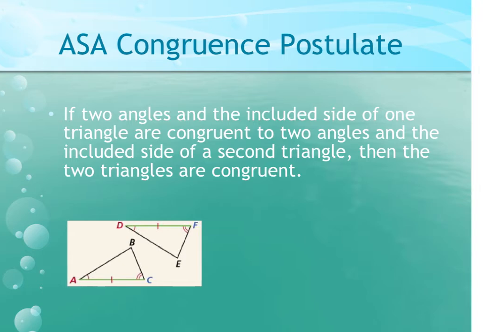ASA congruence postulate. If 2 angles and the included side of one triangle are congruent to 2 angles and the included side of a second triangle, then the 2 triangles are congruent, okay?